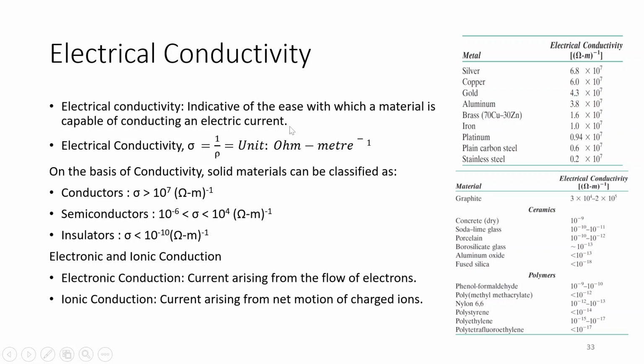Electrical conductivity is indicative of the ease with which a material is capable of conducting an electric current. Conductivity is given as 1 upon resistivity, and on the basis of conductivity, solid materials can be classified as conductors, semiconductors and insulators. If conductivity is higher than 10 to the power 7, then it is a conductor. It is a semiconductor if it is between 10 to the power minus 6 and 10 to the power 4 inverse ohm meter, and if it is lesser than 10 to the power minus 10, then it is an insulator. There are two types of conduction, electronic and ionic: current arising from the flow of electrons, and current arising from net motion of charged ions.